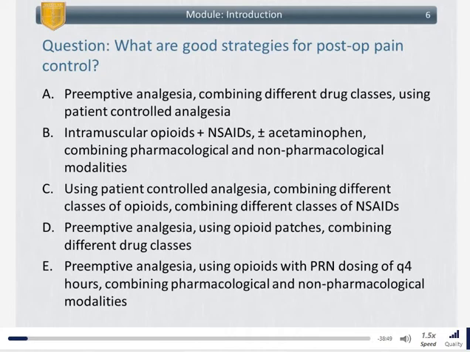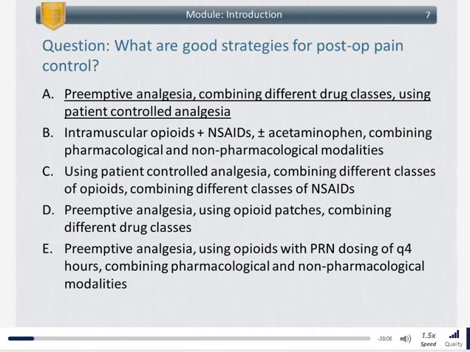Obviously, as we go through these letters, the choice that we're going to pick is the one where everything is true. Choice C, using patient-controlled analgesia, combining different classes of opioids, combining different classes of NSAIDs or anti-inflammatories. Choice D, using preemptive analgesia, using opioid patches, combining different drug classes. Choice E, preemptive analgesia, using opioids with a PRN dosing schedule of every 4 hours, combining pharmacological and non-pharmacological modalities.